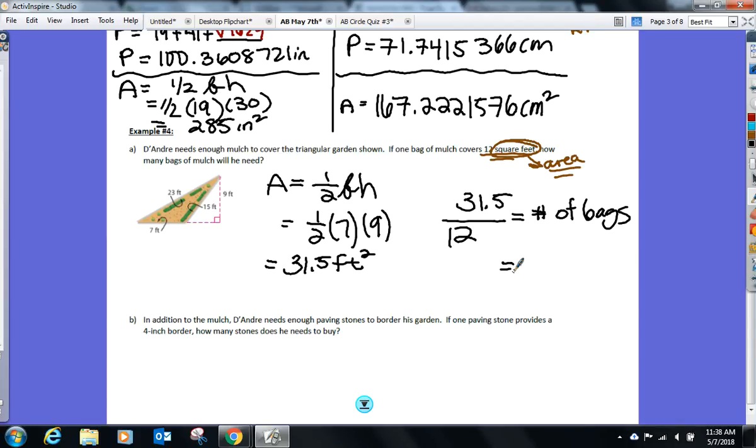He's just going to laugh right in my face. All right, so how many bags do I need? 3. Okay, 3, not because 2.6 rounds up to 3. Even if my answer was 2.1, I'm still buying 3 bags. Everybody good there? I'm not using rounding directions here, because if you do 2, it won't cover the garden. So 3 bags.